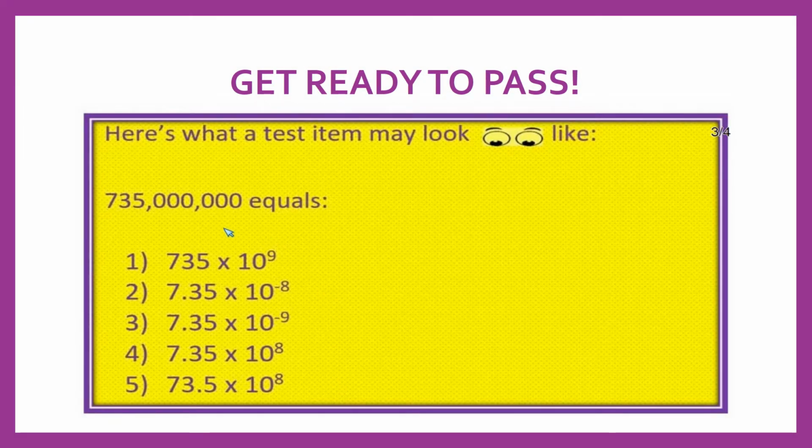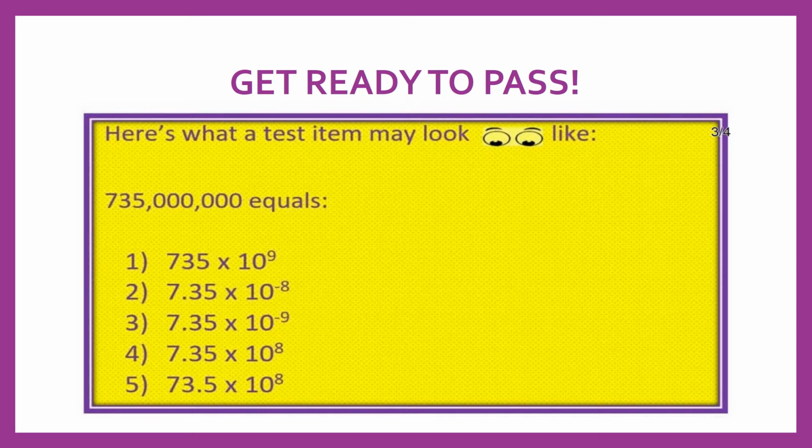Here's what a test item may look like. 735 million equals, and here we have our 5 options. Option 1, 735 times 10 to the 9th power; 2, 7.35 times 10 to the negative 8th power; 3, 7.35 times 10 to the negative 9th power; 4, 7.35 times 10 to the 8th power; and 5, 73.5 times 10 to the 8th power.